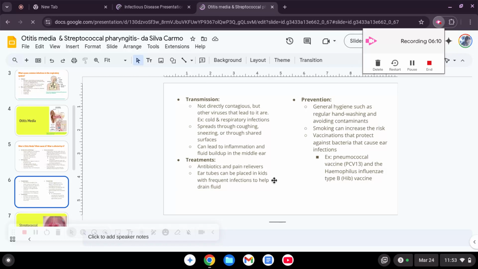To help prevent it, wash your hands to avoid getting contaminants, reduce smoking, and vaccines can also help prevent ear infections. For example, the PCV13, as well as the Haemophilus influenzae type B, Hib, vaccine.